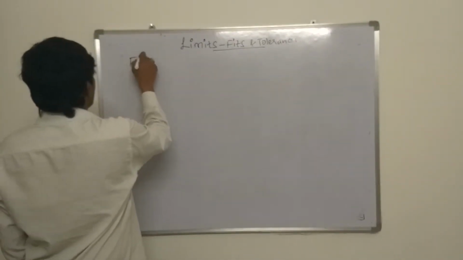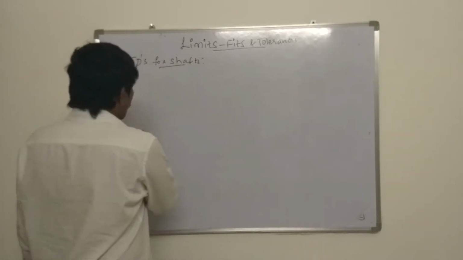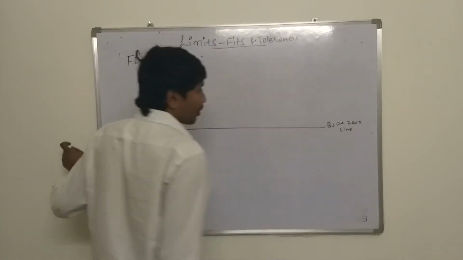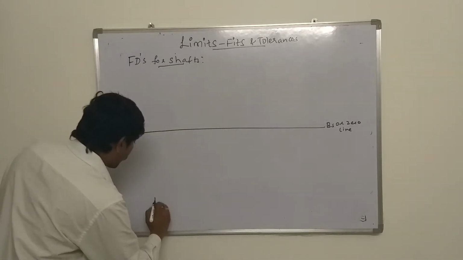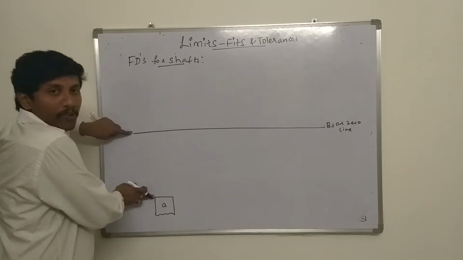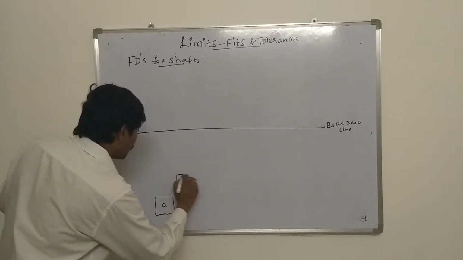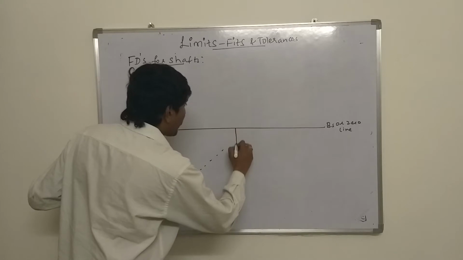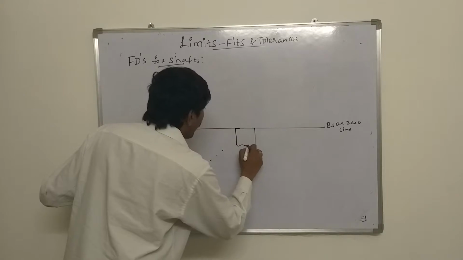Fundamental deviations for shafts. First, I am drawing the basic size or zero line. For a given basic size, the small a shaft will have the largest amount of fundamental deviation. Next comes the small b shaft, and so on. On the basic size or zero line, we will have the small h shaft.